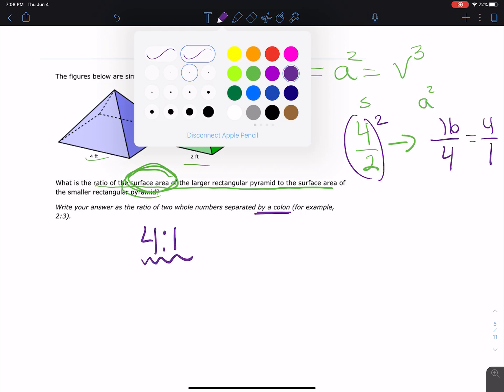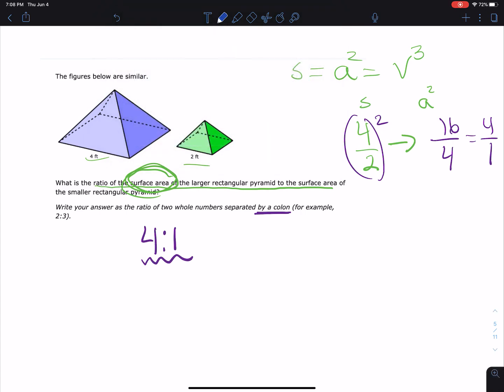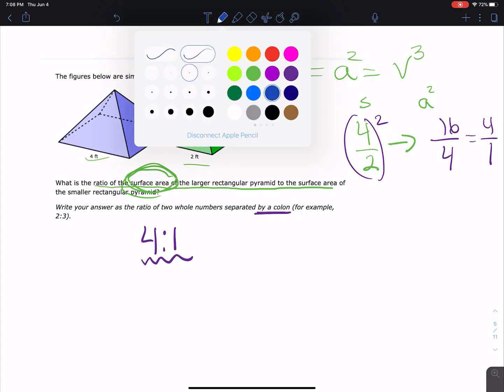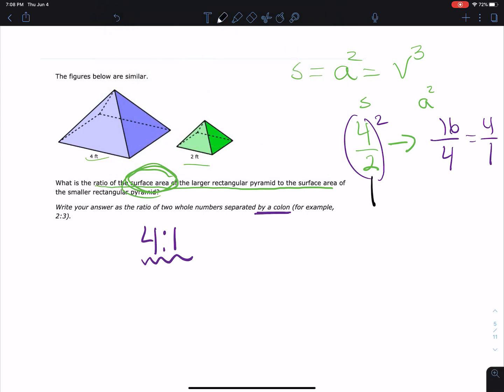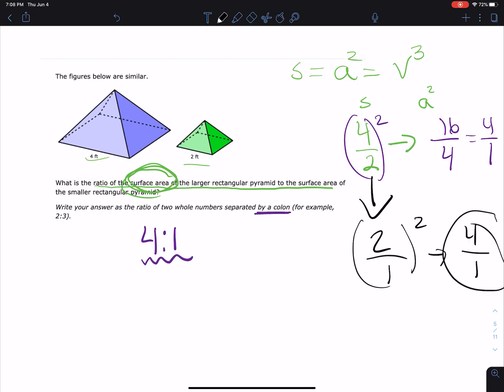If you were like, why didn't you reduce in the beginning, Miss Cunningham? Sometimes I just don't, but I totally could have. So I could have reduced in the beginning, would have had smaller numbers. So this would have become 4/2 is 2/1. And then to square from there, that becomes a 4:1 ratio. So I could reduce in the beginning, I just chose not to.